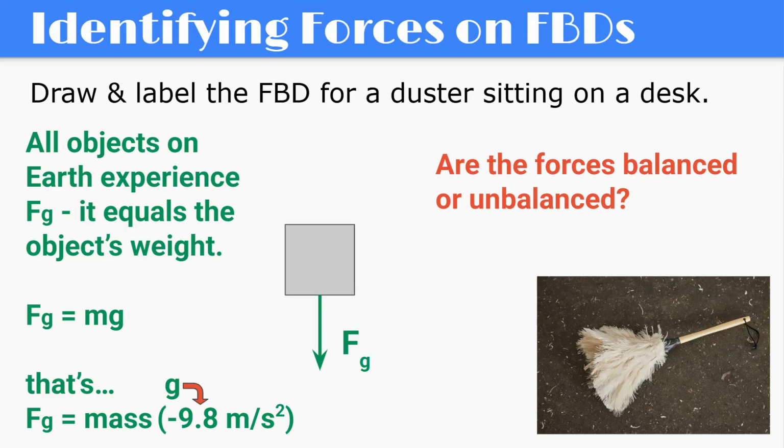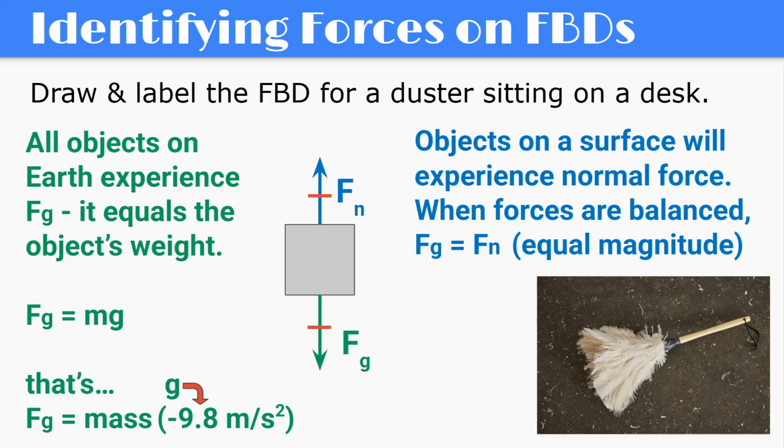So question, if this feather duster is sitting on a desk, should my forces be balanced or unbalanced? Should be balanced, right? Because it's just sitting there. Okay, it's not accelerating, it's not even moving. So I need to include something going up here. And that something needs to be equal and opposite to Fg. That's the normal force. That support force I was talking about a minute ago, that's your normal force, Fn. Okay, so there's my Fn.